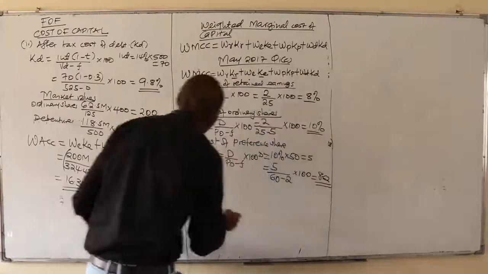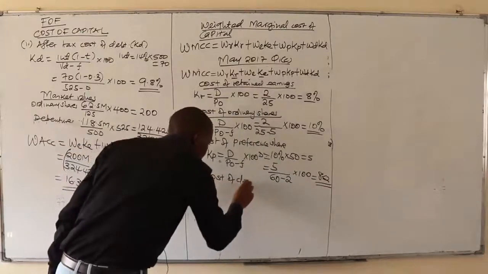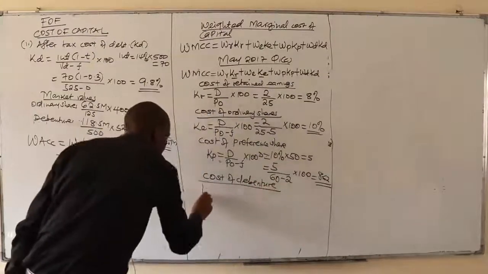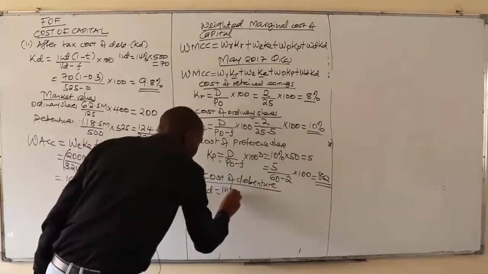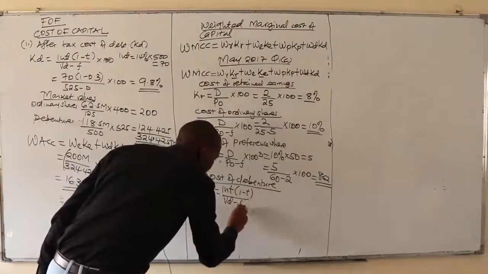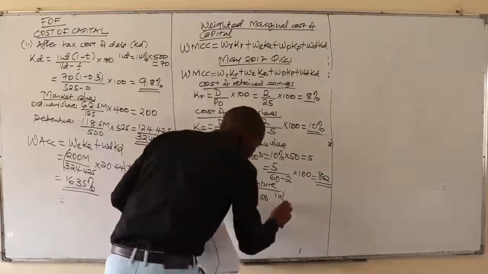8.62. Then we have the last one, which is the cost of debenture. The cost of debenture, in this case, is the KD. And remember, we were told it is irredeemable. It will be just the interest times 1 minus tax, divided by the value of debenture minus flotation cost, and you multiply by 100.